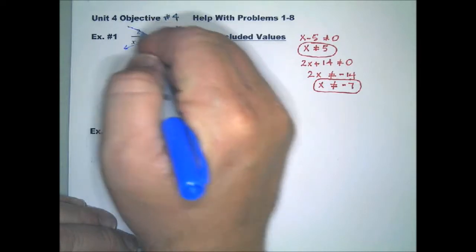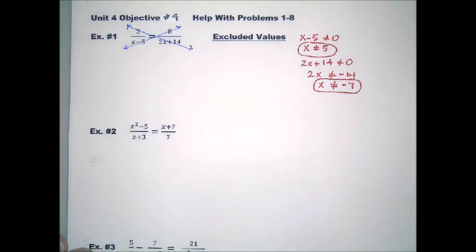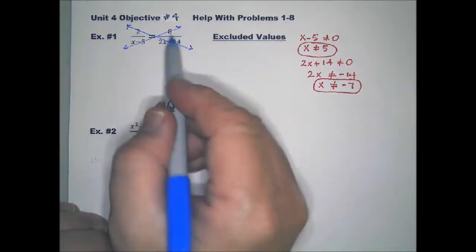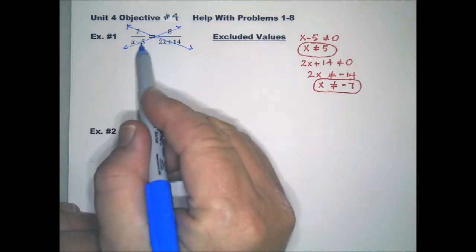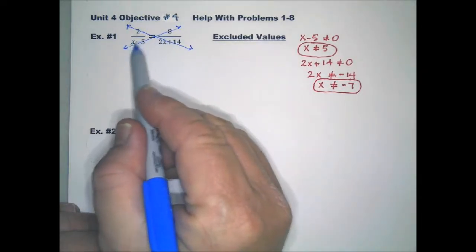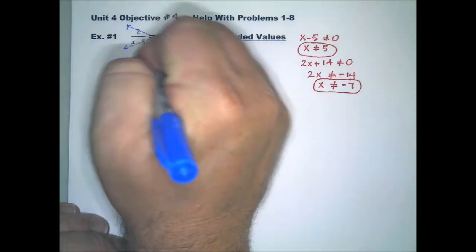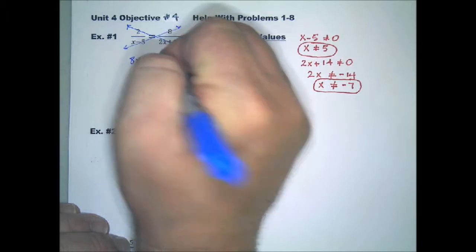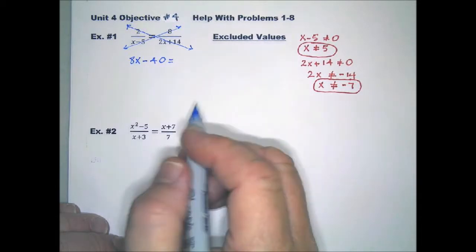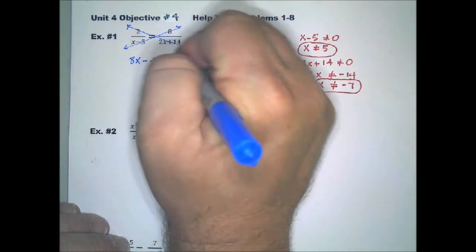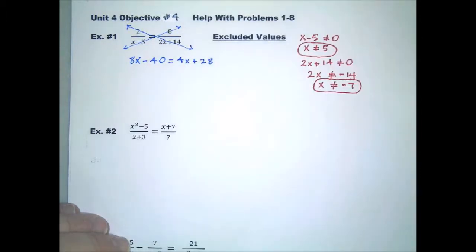When there's a fraction on one side and a fraction on the other side and an equal sign between them, we just cross-multiply. So 8 times x minus 5. Remember that 8 needs to get distributed as if the x minus 5 had parentheses around it, and you would get 8x minus 40. Now, when you go the other way, 2 times 2x plus 14 is 4x plus 28. So there's my equation, and now it's just time to solve.